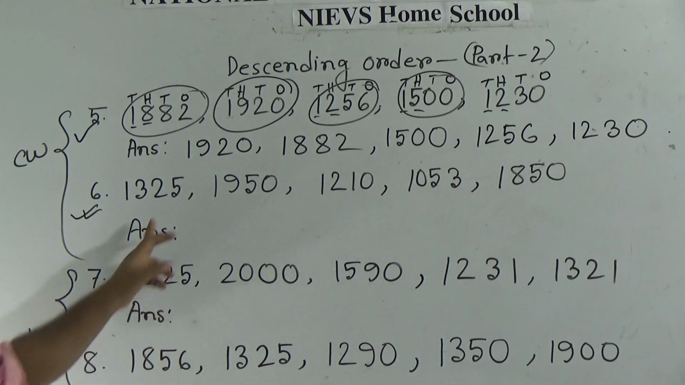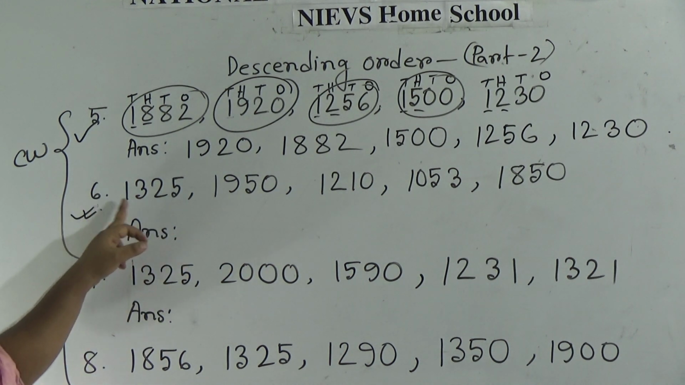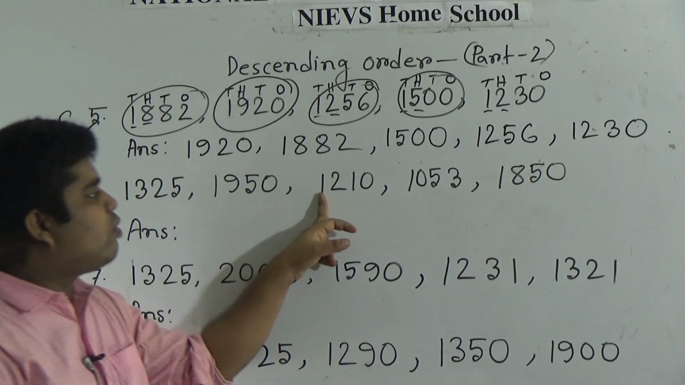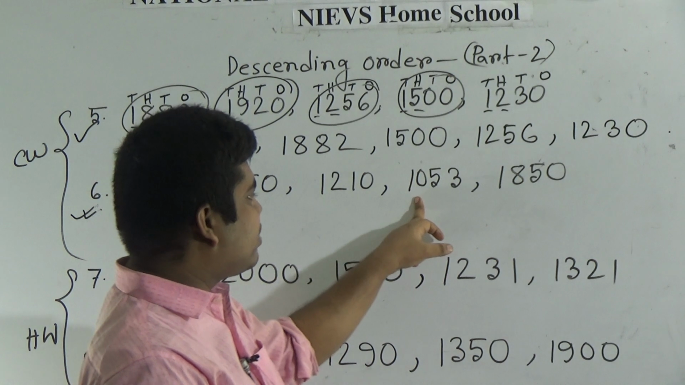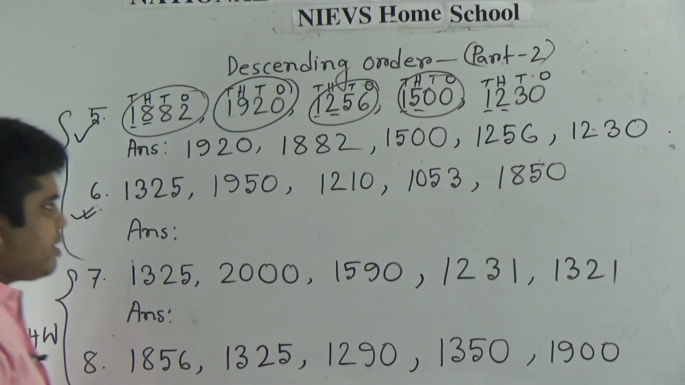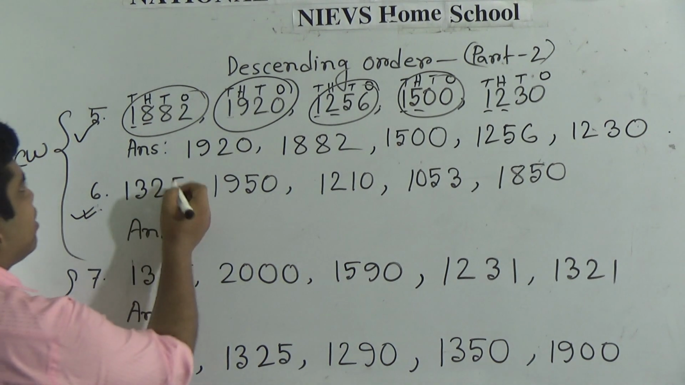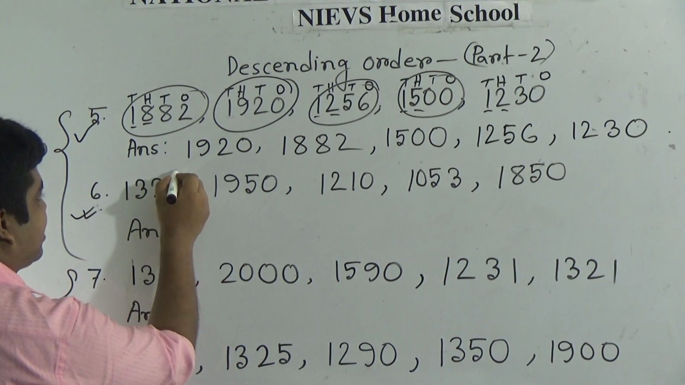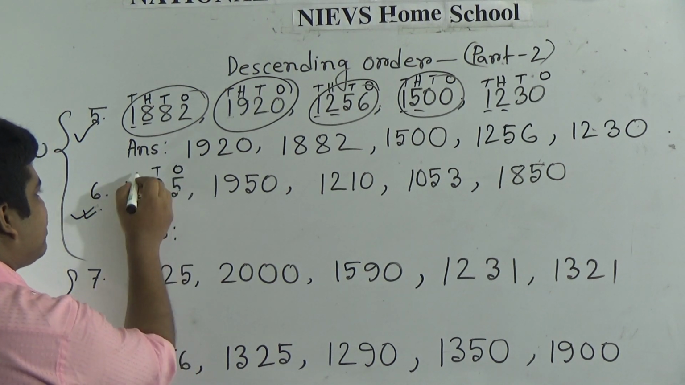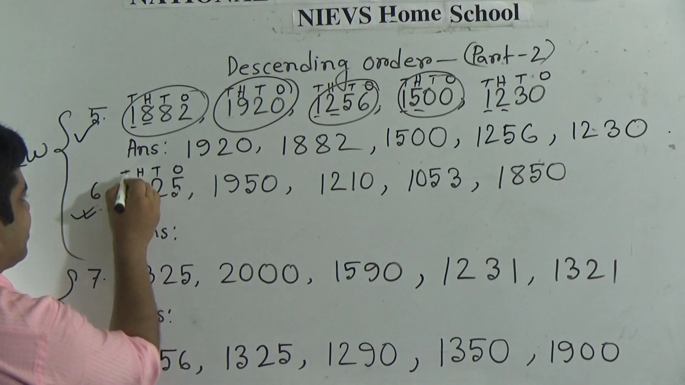So, my dear students, notice here question 6 has the numbers 1325, 1950, 1210, 1053, 1850. At first we write the place value of the digits of the numbers. That means 5 is in 1's place, 2 is in 10's place, 3 is in 100's place, and 1 is in 1000's place.